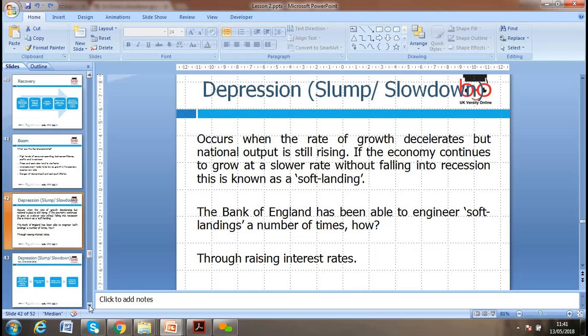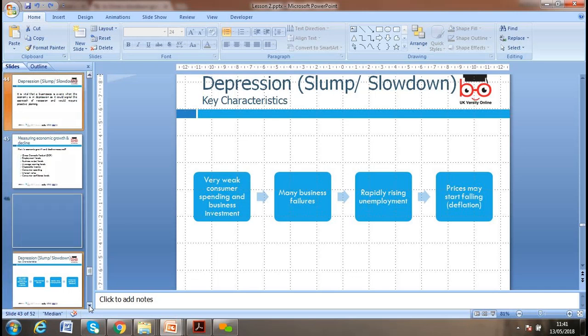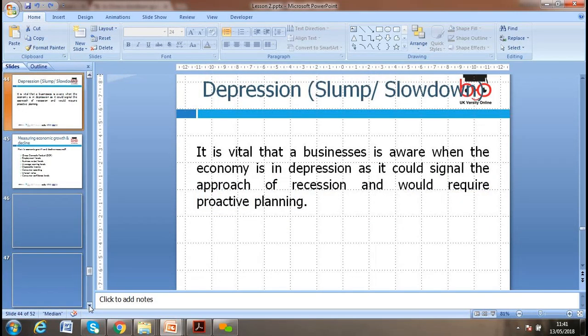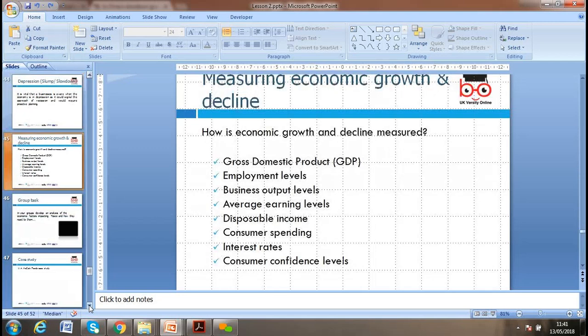Depression is a slowdown in the economy that occurs when the rate of growth decelerates, though national output is still rising. So we need to look at why depression brings very weak consumer spending, many business failures, rapidly rising unemployment, and prices may start falling, and deflation has happened in the past year. When we have deflation in the economy, businesses lose trust because they are losing money, so of course they may try to close their businesses, change industries, or take out investment from the business.